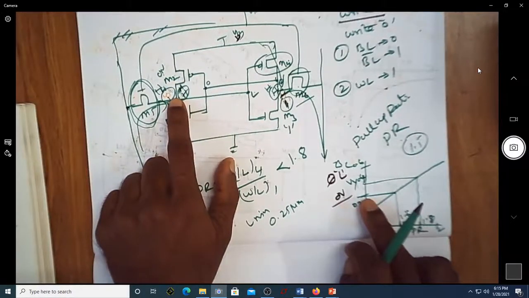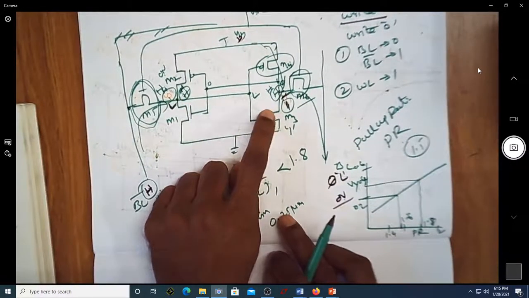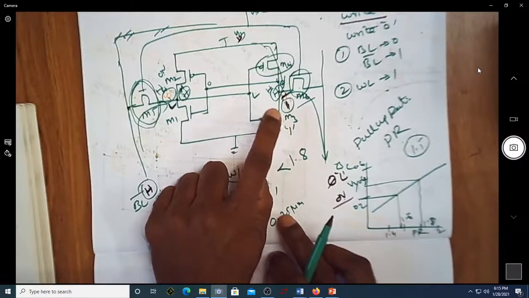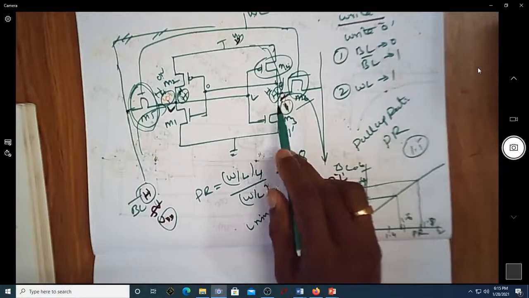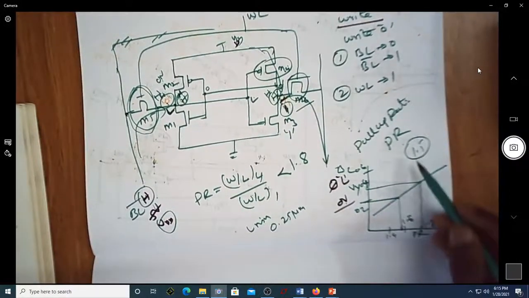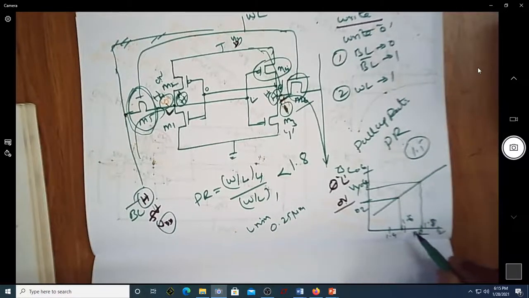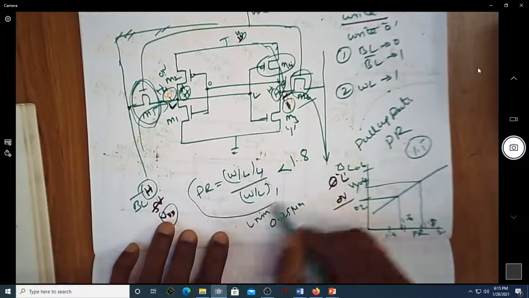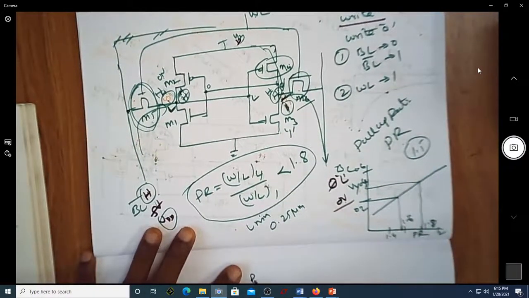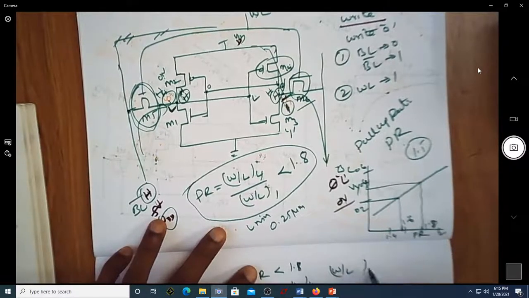Meaning, if this is high, then this is going to turn on. Okay, now once this turns on, we have this condition: whenever the value of PR is always less than 1.8, okay, how do we achieve a PR value less than 1.8? Because I want this PR value to be less than 1.8, if you just look at this, what should be W by L of 4 and W by L of 1?